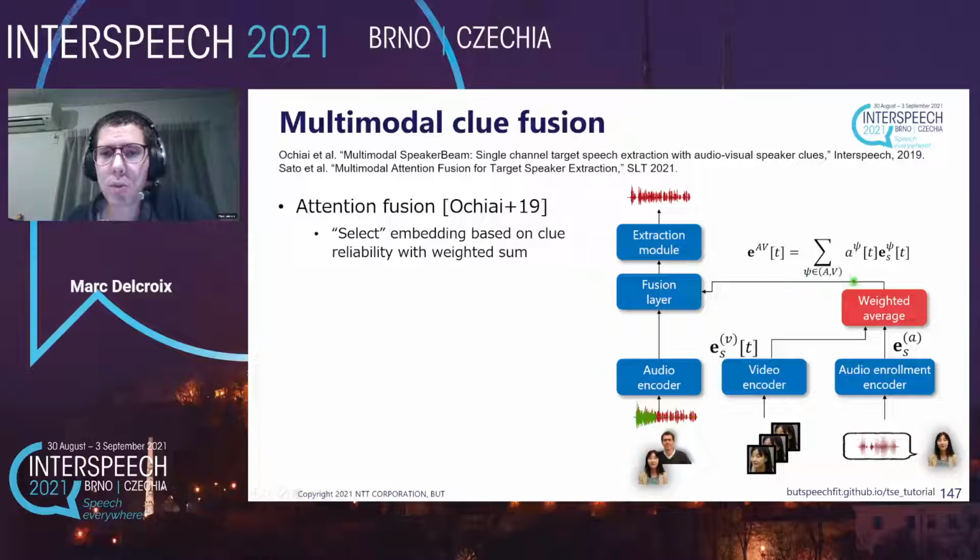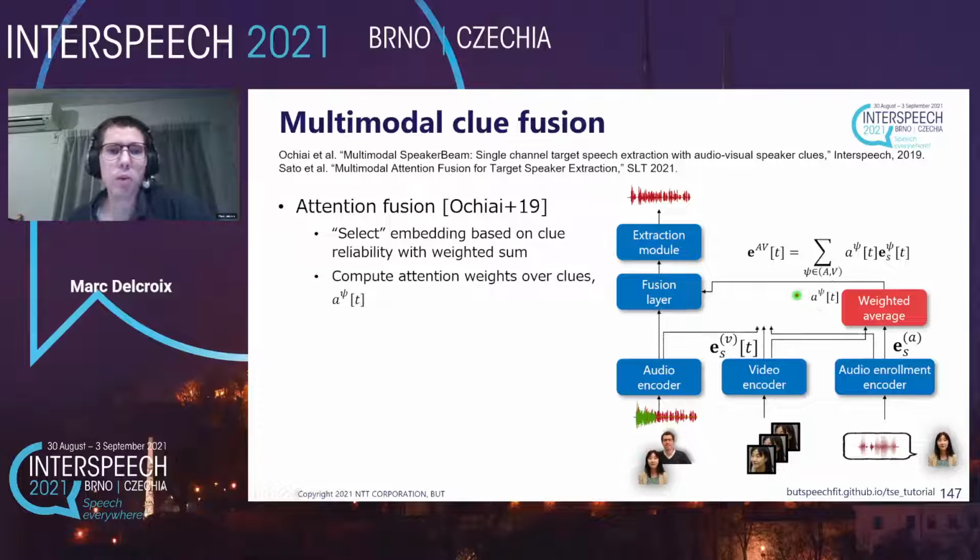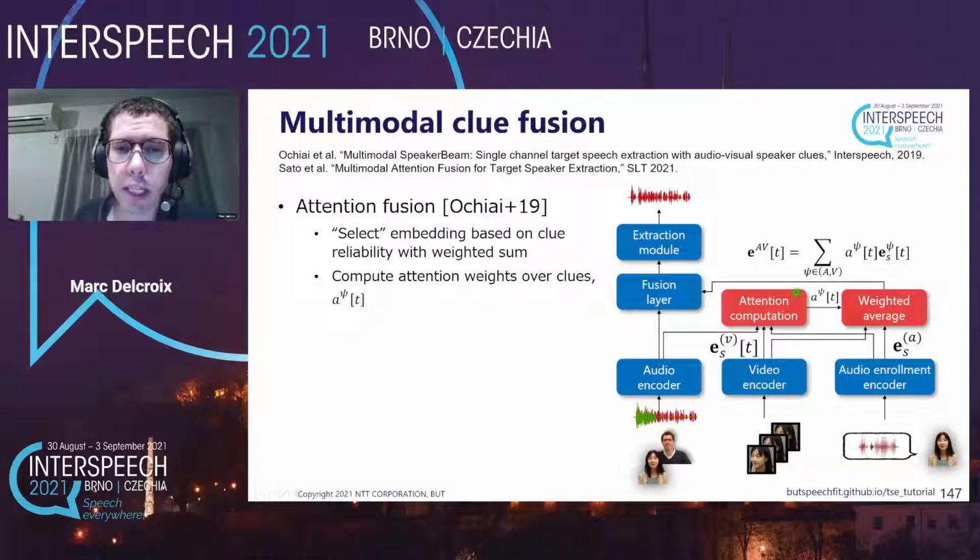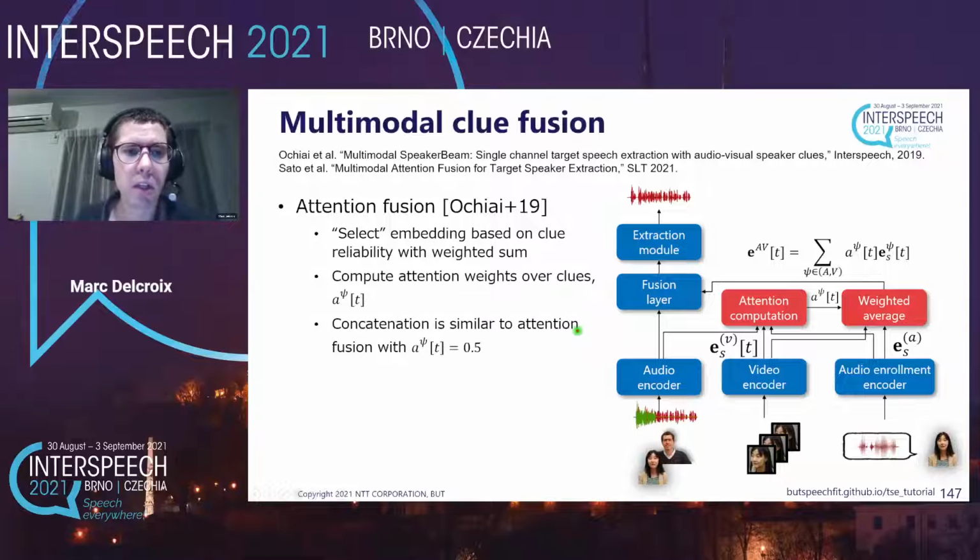So this is what is proposed, by doing a weighted sum where this weight can represent the clue reliability. And to compute these weights, we can use an attention mechanism that takes as input a representation of the mixture and also the audio and the visual embeddings and computes these attention weights. You can notice that the concatenation is actually similar to attention fusion with fixed weights set at 0.5.